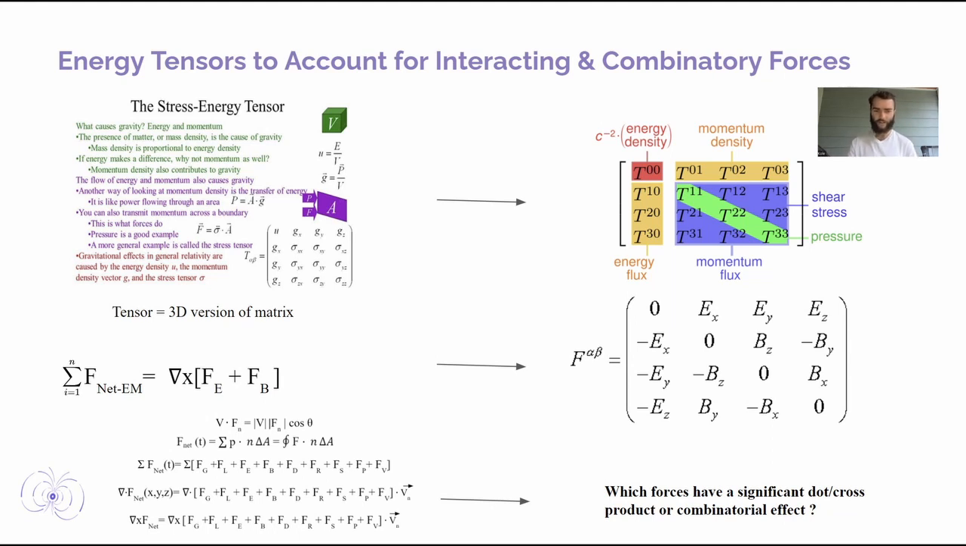And then similarly, how could we apply this to the universal force equation with the 7 forces? What would this tensor or matrix look like in trying to add up the combined effect of a lot of these forces? So, as astute scientists and researchers, the question here is which forces have a significant dot or cross product or combinatorial effect?